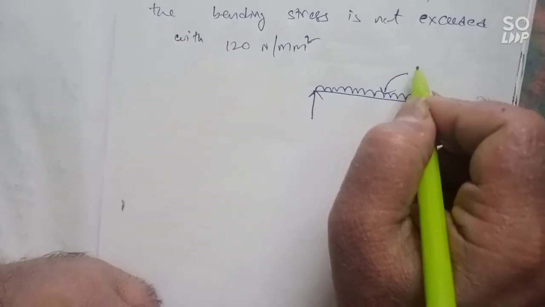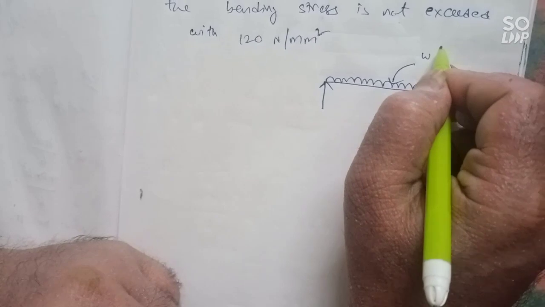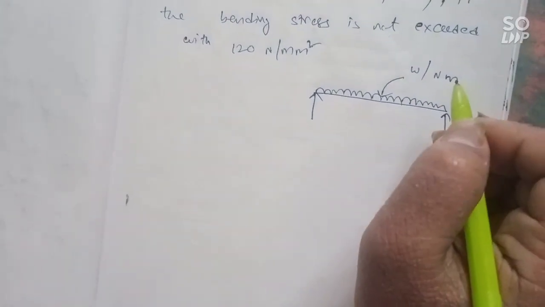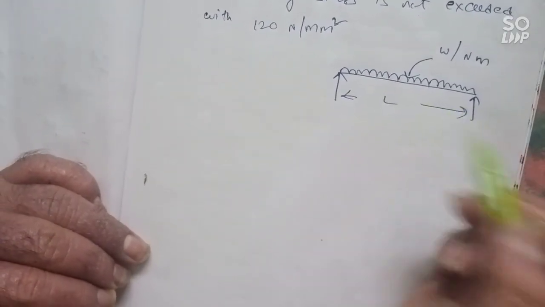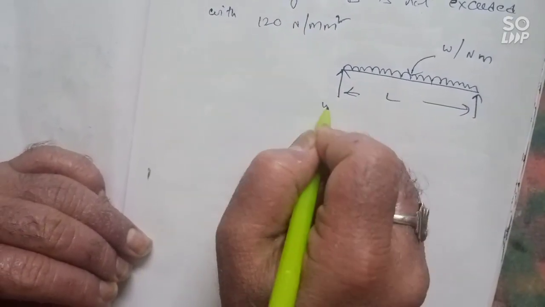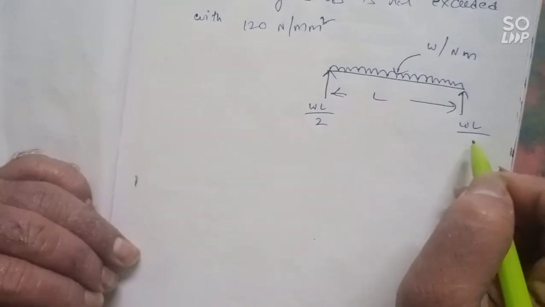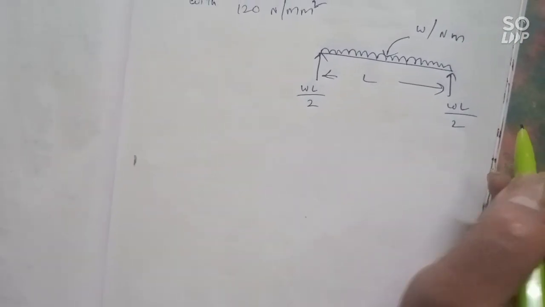So W newton per meter, and the length is given as L. On the two sides you may find the reaction, and the bending moment of W L by 2.